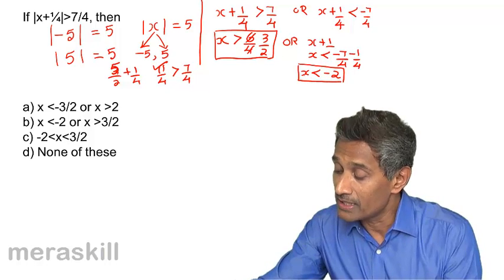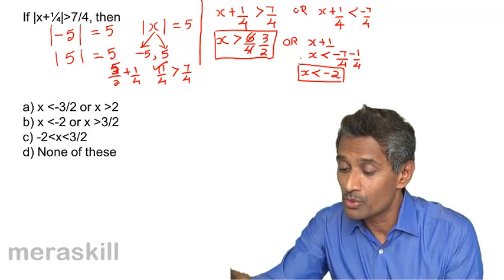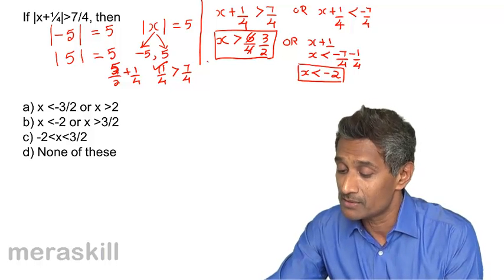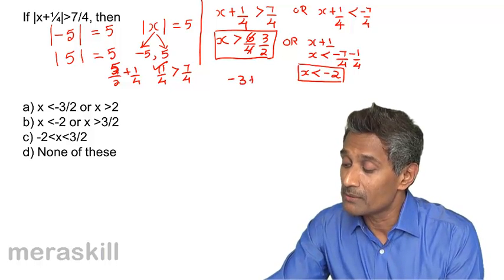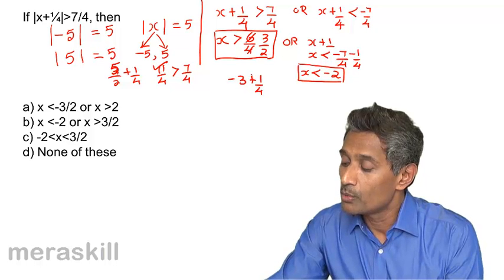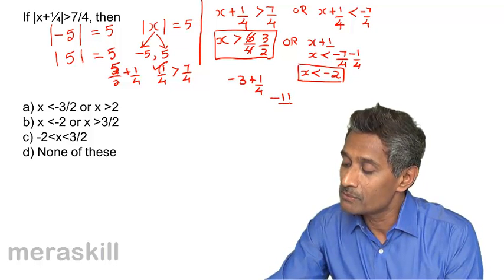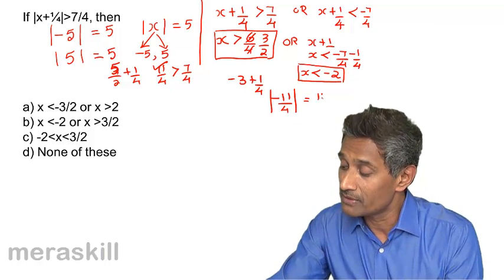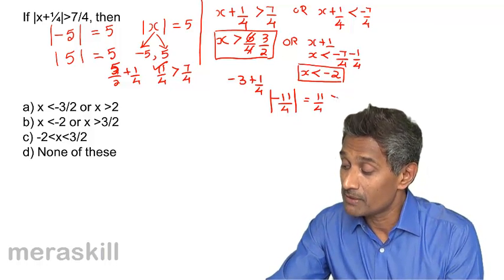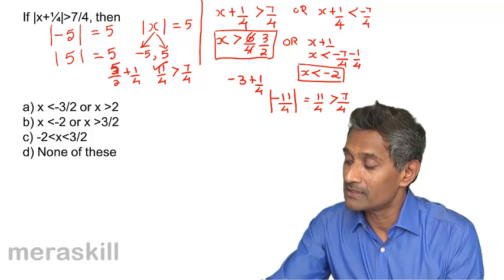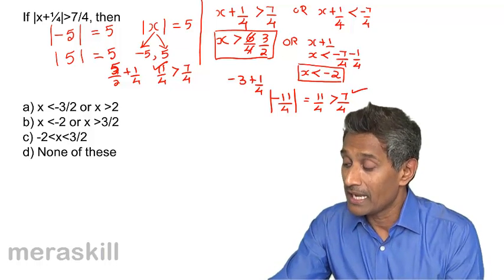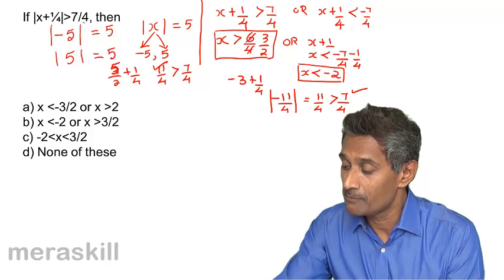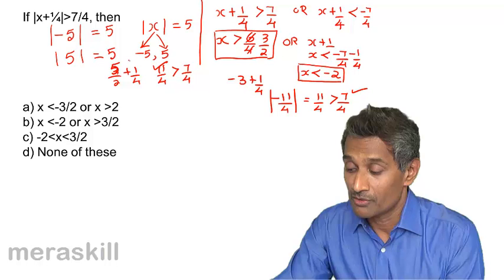Let us take a number less than -2 and substitute over here. Maybe we could take, say, -3. So we have -3 plus 1/4, which turns out to be -11/4. And the absolute value of -11/4 is 11/4. And this 11/4 is greater than 7/4. Hence, any number less than -2 is satisfying this inequation, as well as any number greater than 3/2.